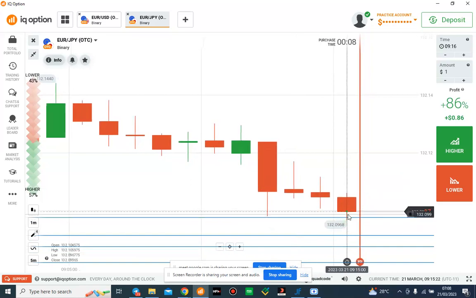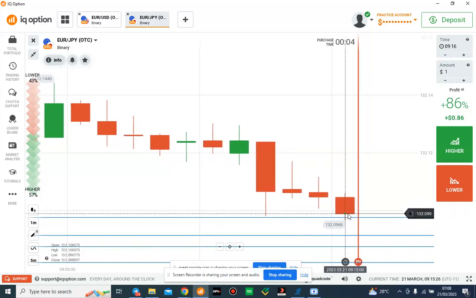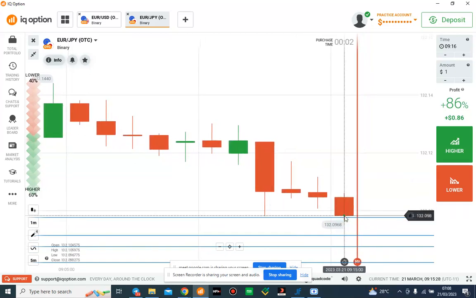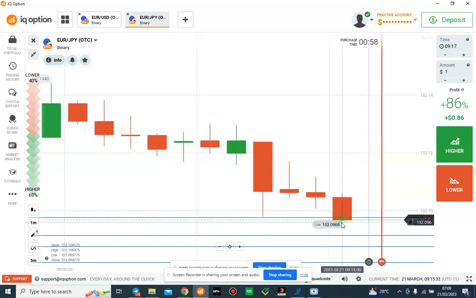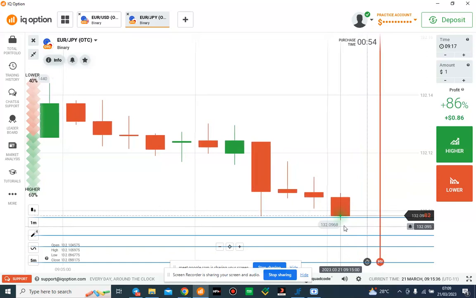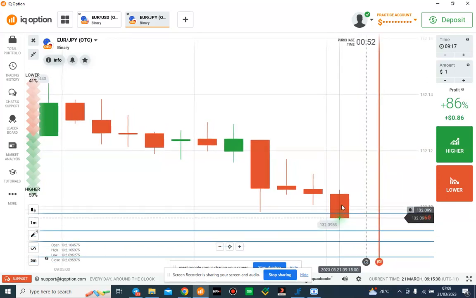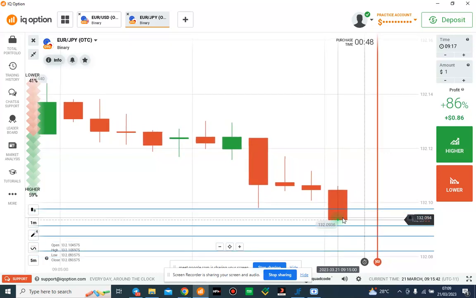Yeah, now you're going to see some rejection. You can see some rejections from buyers. Now we can expect buyer's entry. But before we expect buyer's entry, let's see how this candle will close.